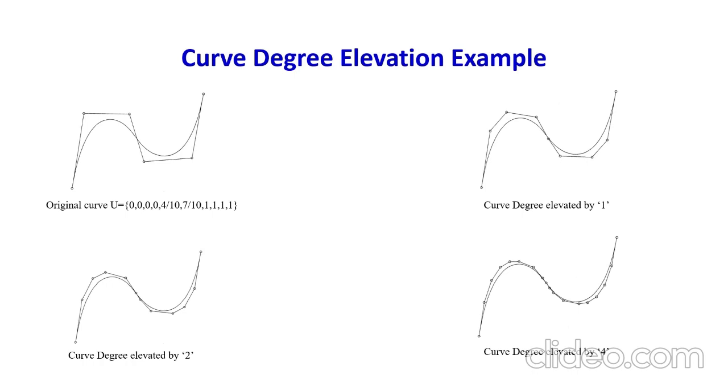From this example also we can see that as the number of control points increased, the curve became smoother, but the shape of the curve is not changed.